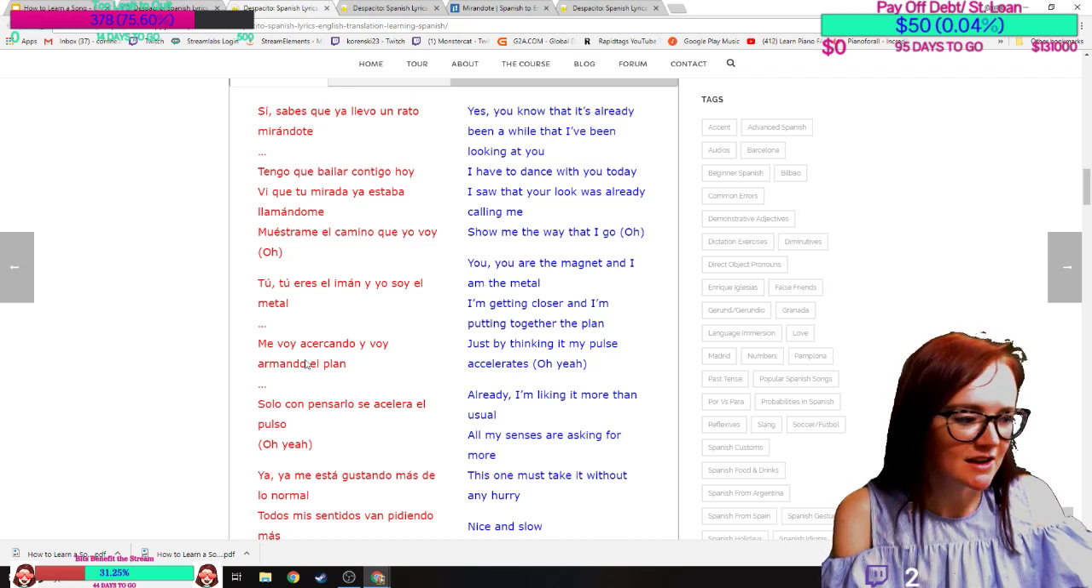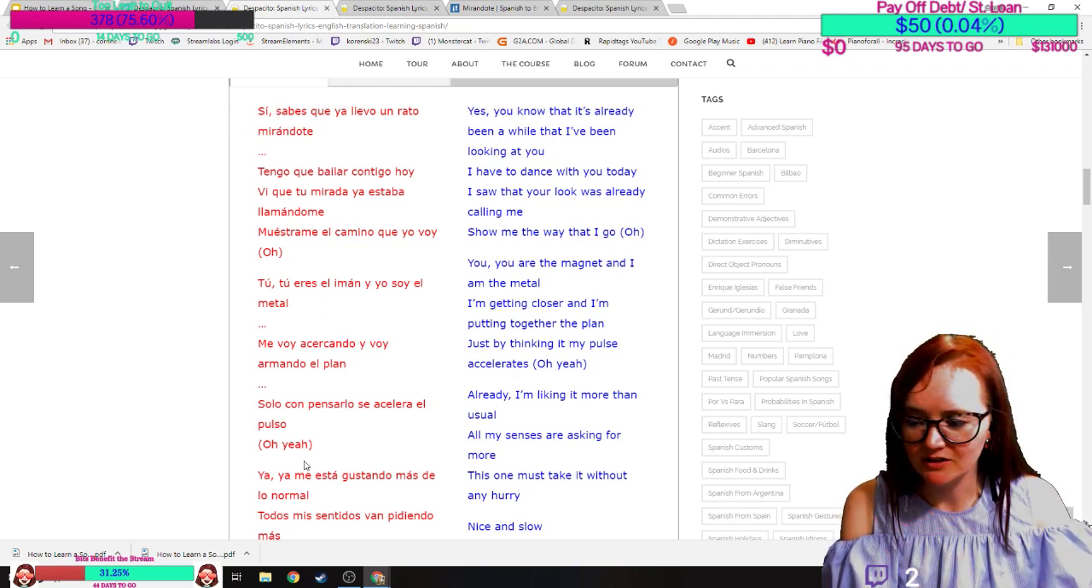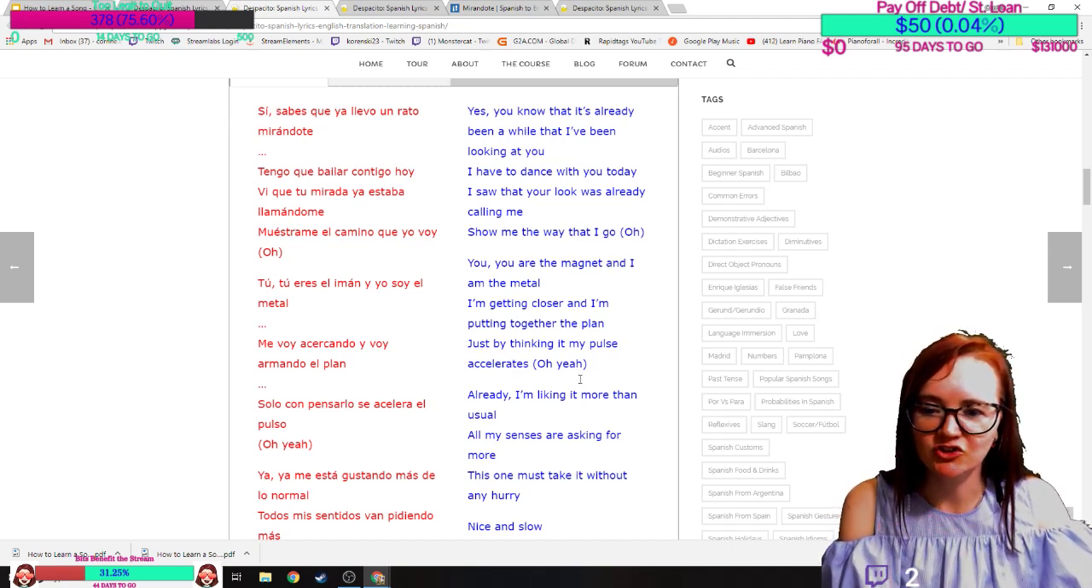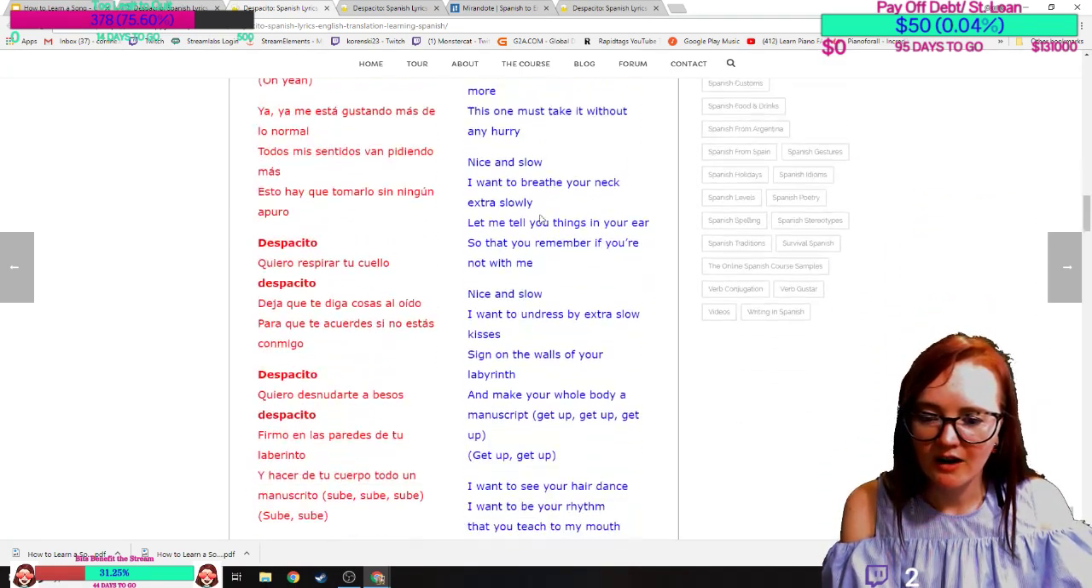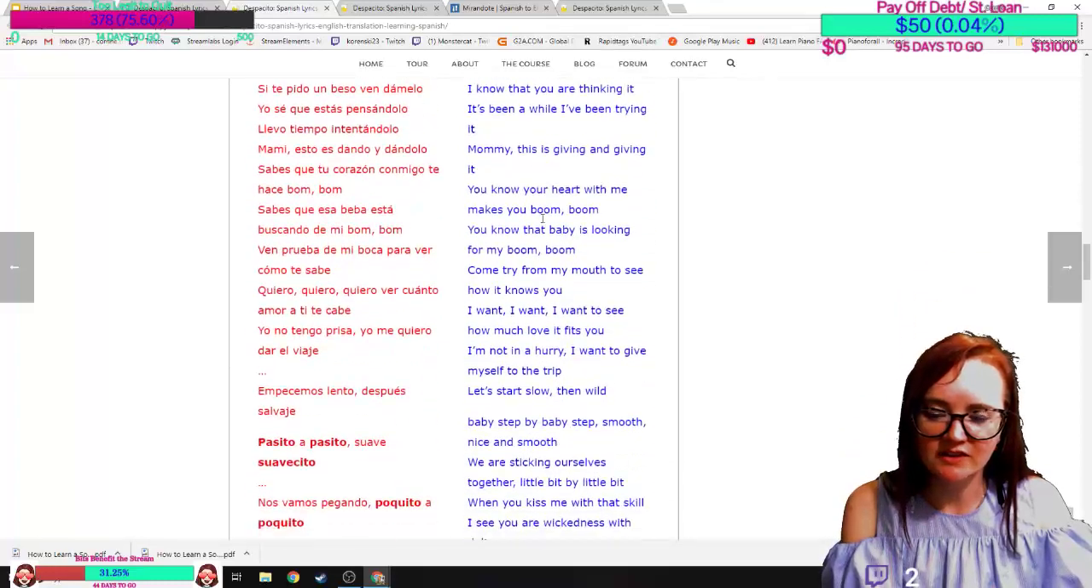On the left, you can see how to say the words in Spanish, and on the right, you have the English translation. So I would go through here and read through the whole song and just get an idea for what this song is about.